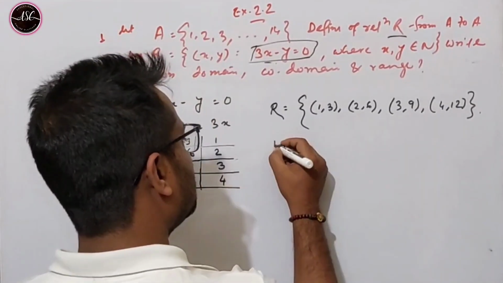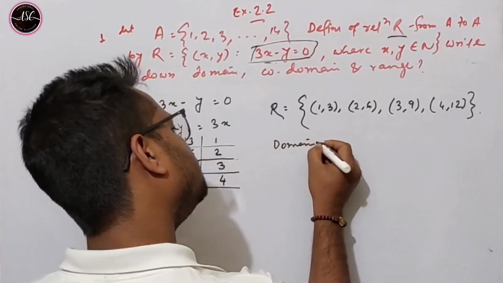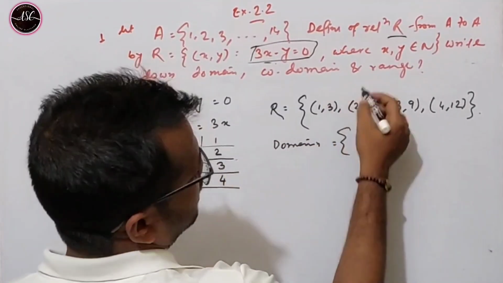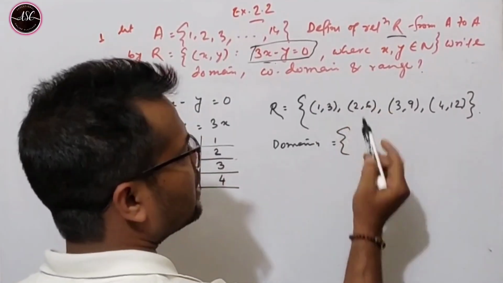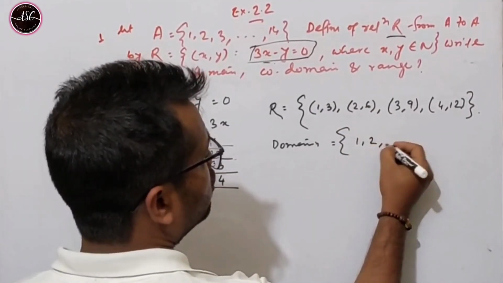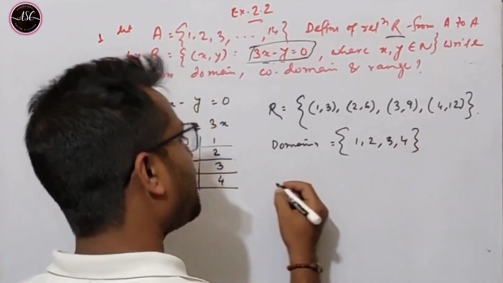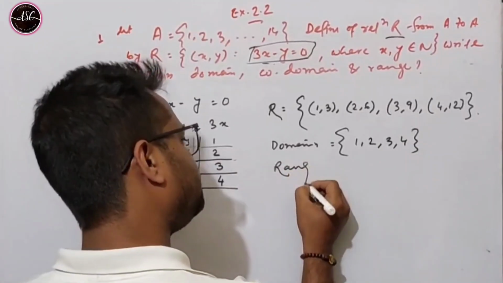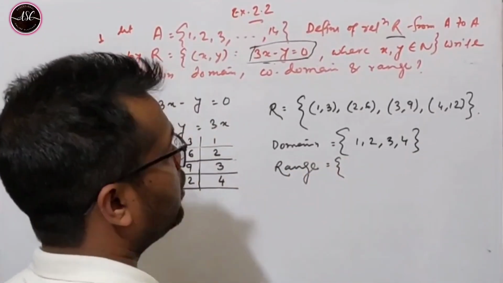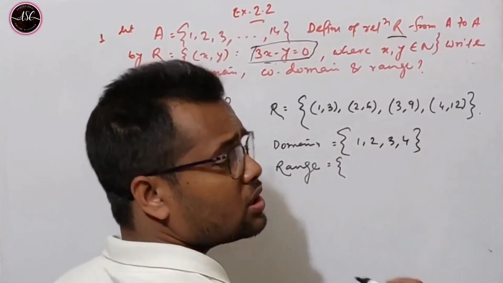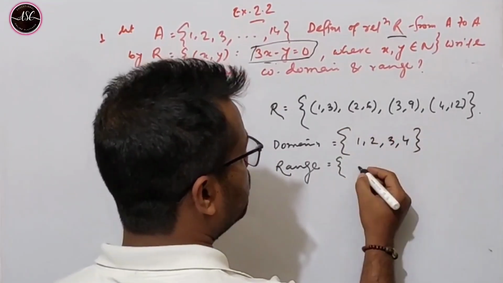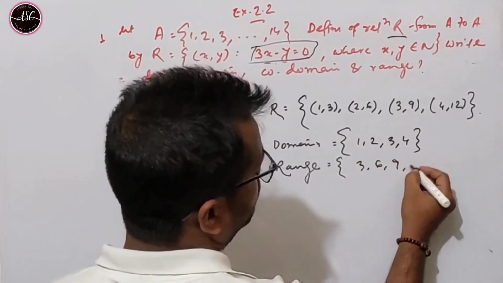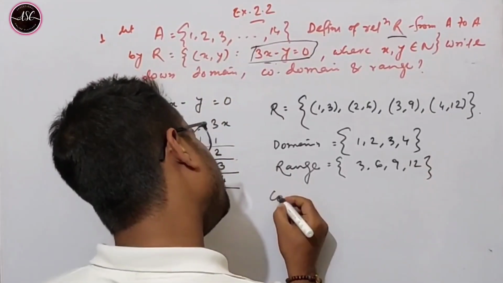Now the domain will be the set of all the first elements in the ordered pairs of this relation. So 1, 2, 3 and 4. Okay, then range. What will be the range? The set of all the second elements of the ordered pairs in the relation. So 3, 6, 9 and 12. Okay, now codomain.